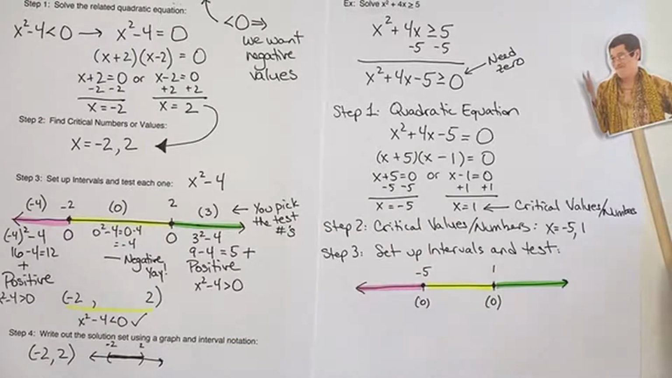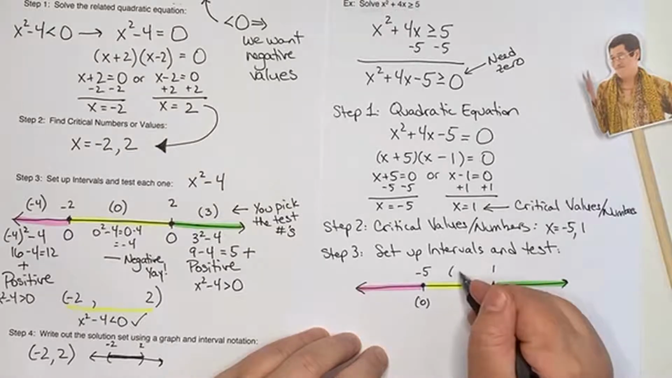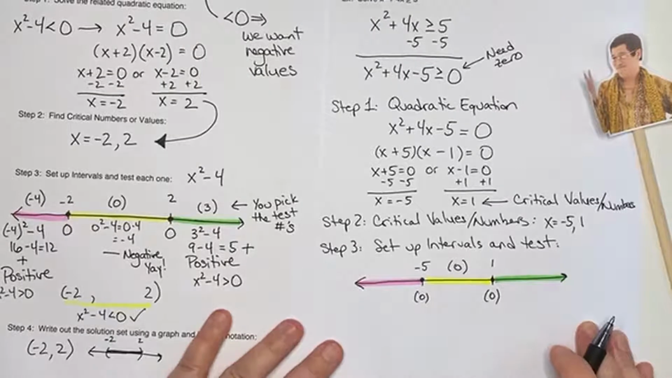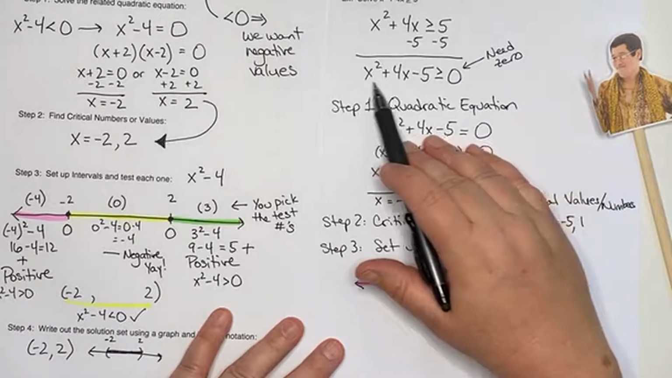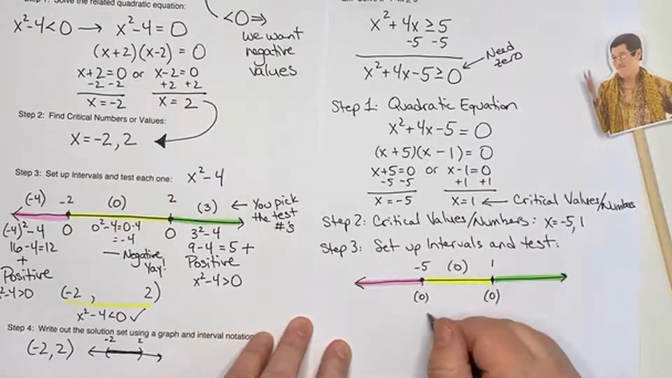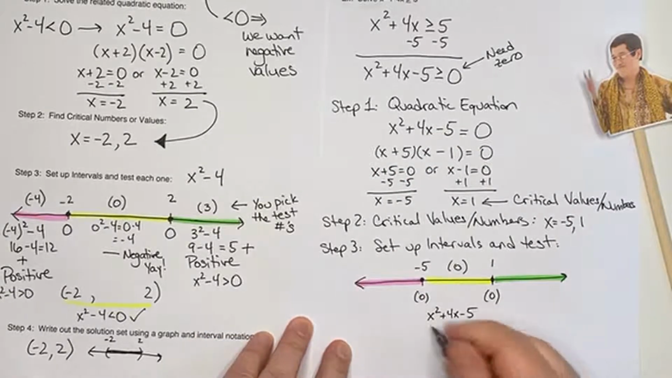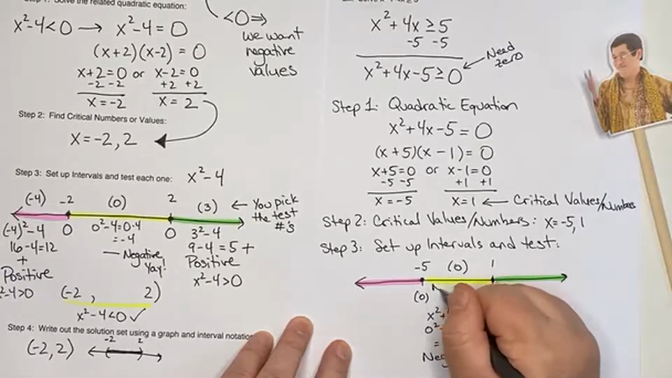Okay, so I'm going to pick any value I want between -5 and 1, and I want to pick 0. I like 0. 0 is usually easy to calculate. And so I go back up here and I calculate this new expression. X squared plus 4x minus 5. So that's going to be 0 squared plus 4 times 0 minus 5 equals -5. So it's negative. So right here, it's negative.